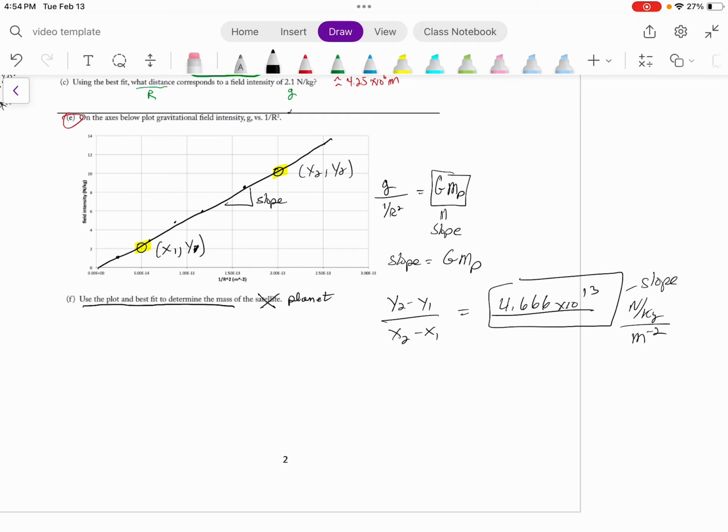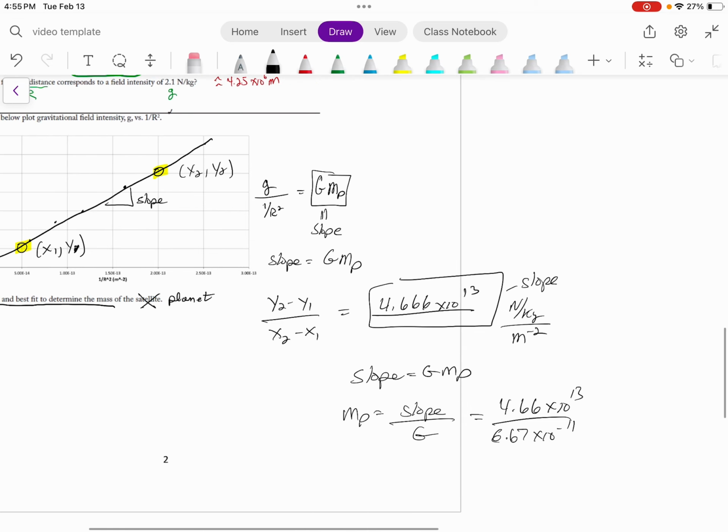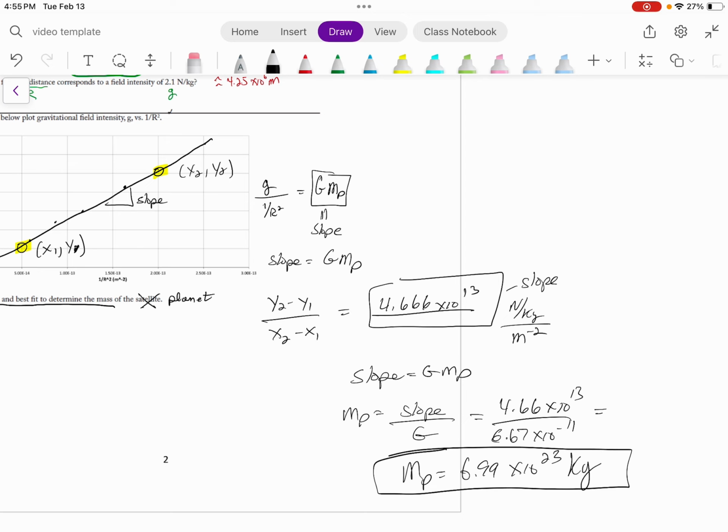Come on, Deb, kilograms. Slope is equal to G times the mass of the planet. Mass of the planet equals slope divided by big G. So I take 4.66 times 10 to the 13 divided by 6.67 times 10 to the minus 11. That's on your green sheet. And I found my mass of the planet to be 6.99 times 10 to the 23, and it'll come out to be kilograms. Hope that helps.